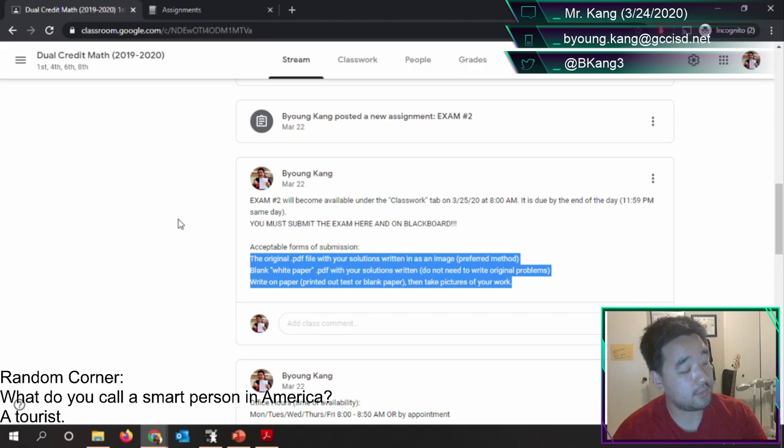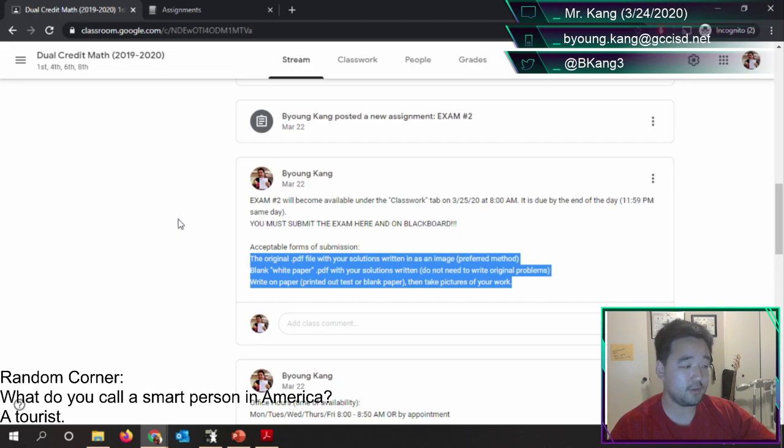If you don't want to do that, just open up Notability or a Scratchpad or whatever you have, and then just write out the solutions. You don't have to recopy the problem. Just number one, and then write everything. Number two, write everything you need. The last resort would be to print it out or write on scratch paper and then take pictures and submit it. And that should be fine.